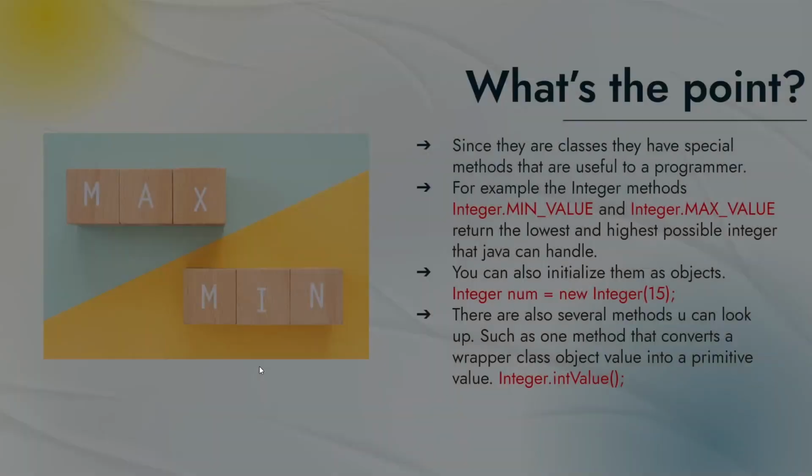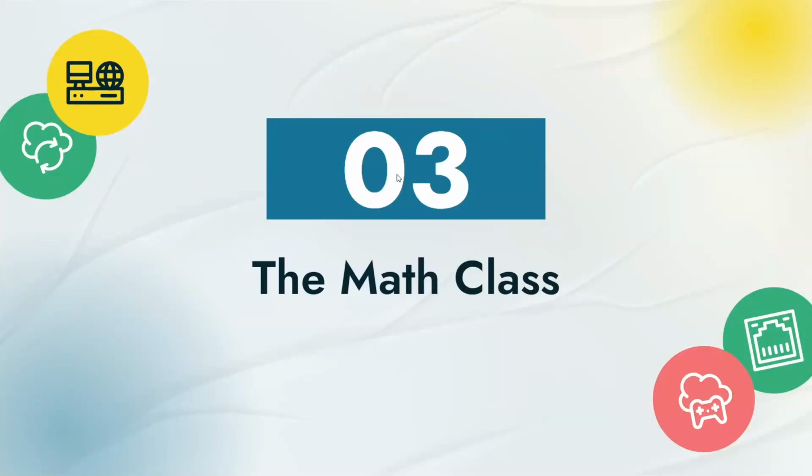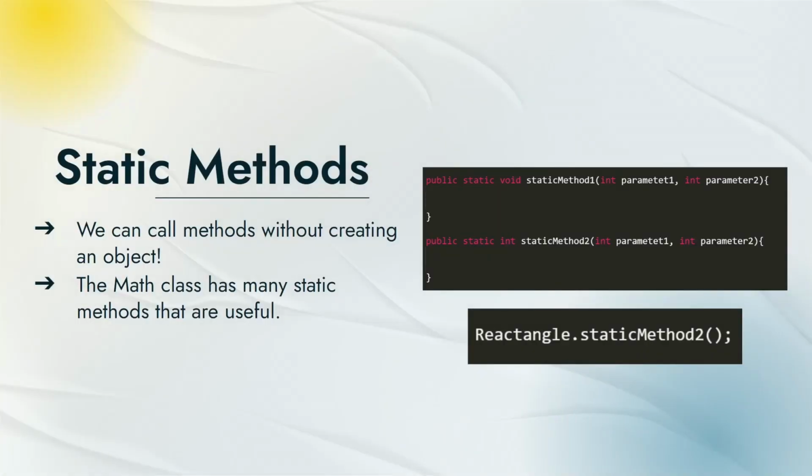Okay, the last thing will be, this is supposed to be a 7, I accidentally put a 3 here, but yeah, the last thing we'll be looking at is the math class. So before we talk about the math class, we need to know about static methods. Static methods are really amazing because we can call methods without creating objects.